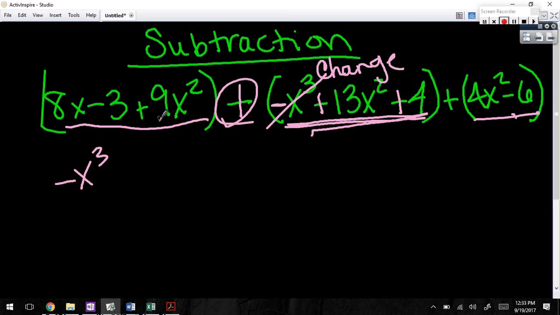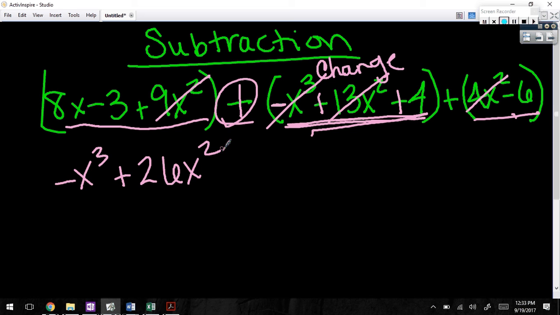9 plus 13 plus 4 is 26. Did I go too fast for anybody? Remember, we're only combining the coefficients. The base and the exponent are staying the same. I know you think you know that, but when we start multiplying, it's going to start getting confusing. So when we add, leave the base and the exponent the same, only combine the coefficient.